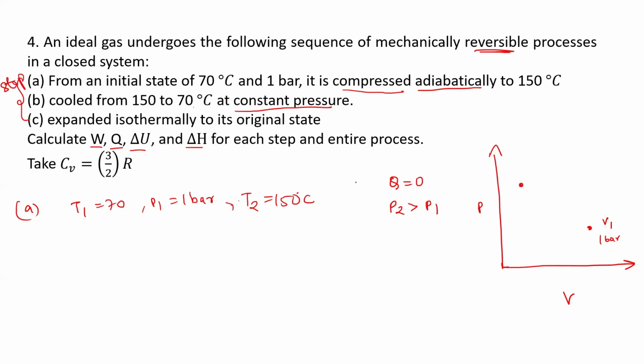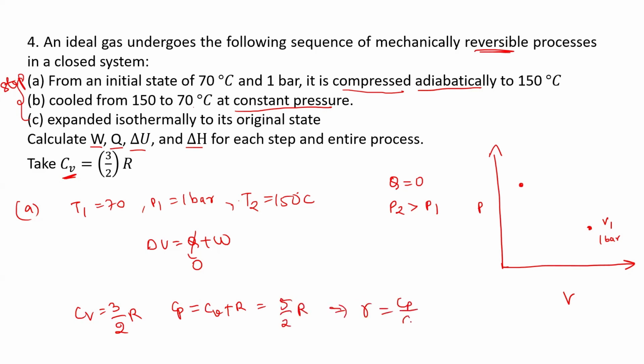Here, Q is equal to 0, delta U is equal to Q plus W, and Q is 0. We have been given CV here, right? CV is equal to 3 by 2 R. So CP minus CV is equal to R, so CP is equal to 1 plus 3 by 2, which is 5 by 2 R. It implies gamma is equal to CP by CV, which is 5 by 3.